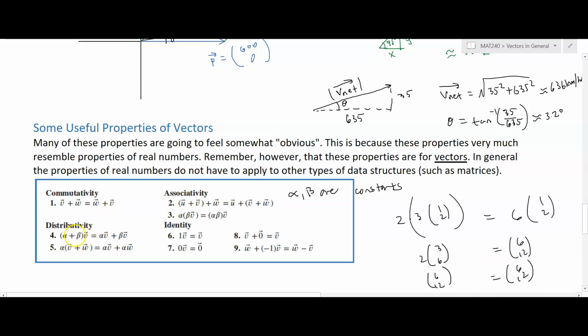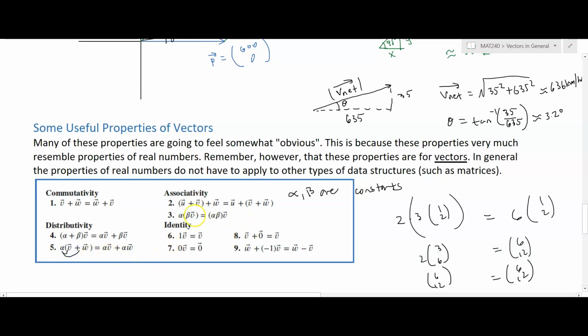The distributive property says that, okay, if you have two scalars added together and then multiplying the vector, you could multiply the vector by alpha, multiply the vector by beta, and then sum the results together. And here's a standard distributive property. If you have a scalar that's going to distribute across the sum of two vectors, you can distribute it to v, distribute it to w, and you get alpha v plus alpha w.